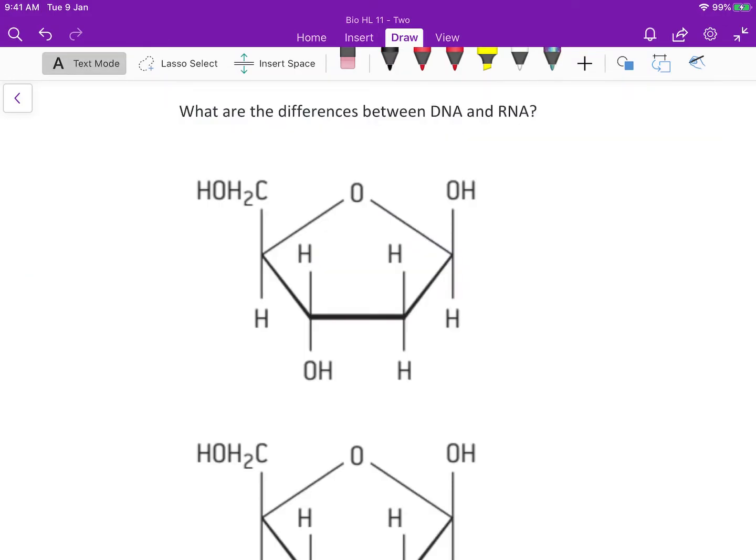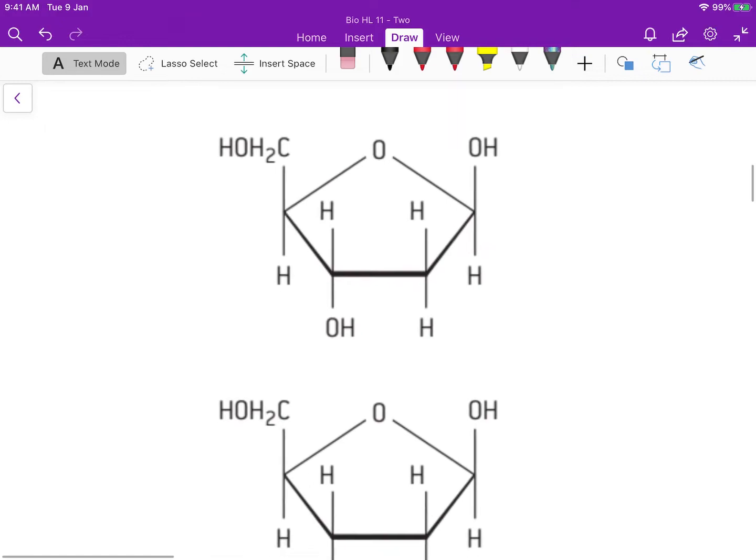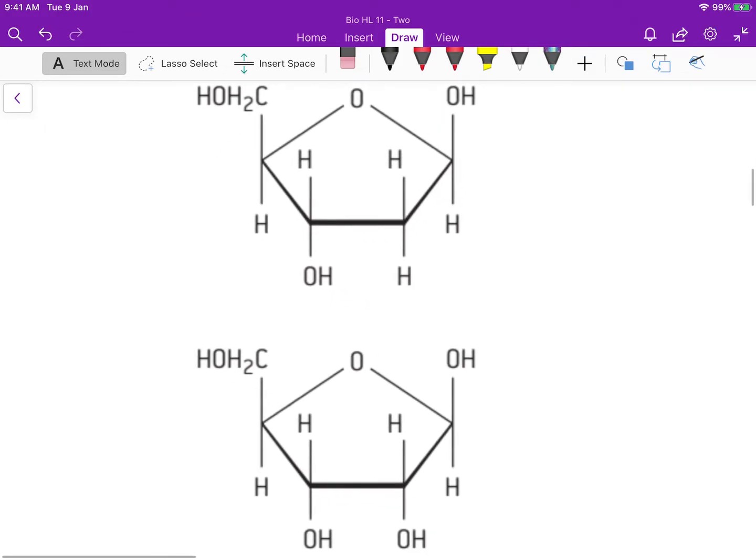So what are the differences between DNA and RNA? Down here we have 2 pictures. See if you can spot the difference. What's the difference between those? And which one is the sugar that makes up deoxyribose nucleic acid, and which one is the one that makes up ribose nucleic acid, and why?